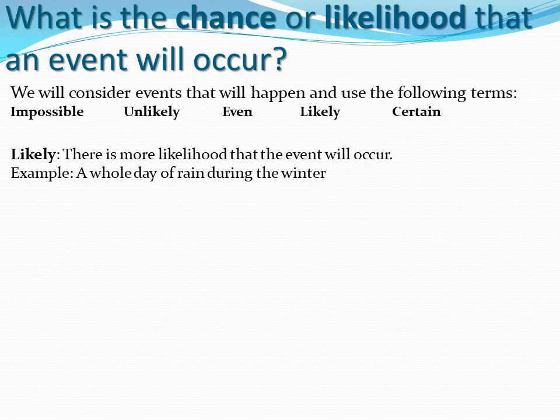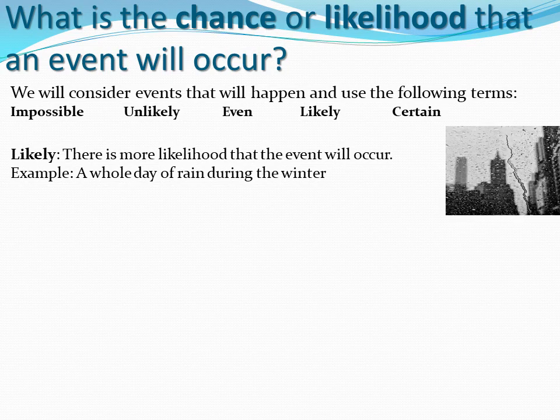For example, a whole day of rain during the winter. It's winter time and it's possible to rain all day. Yeah, it's a possibility. So, a whole day of rain during the winter is likely to occur. It's possible that it doesn't occur, but it's very likely because it's the season and it's possible to happen.